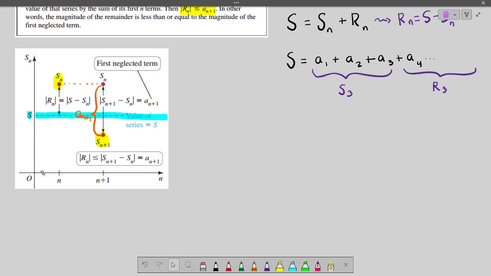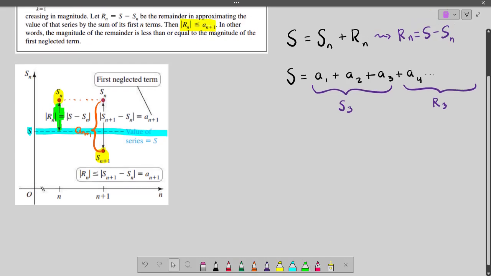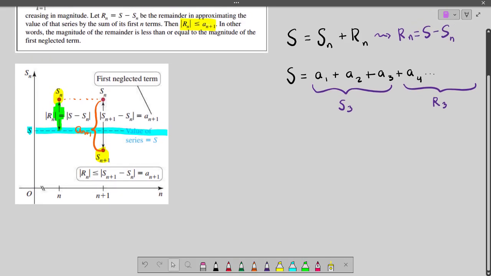Here is the key point. This right here is the remainder, right? That distance is the remainder. The remainder is always the distance between the sum of the series and your partial sum. So that green distance is the remainder. Isn't that smaller than this distance, which is a sub n plus 1? A sub n plus 1 is just the next term.